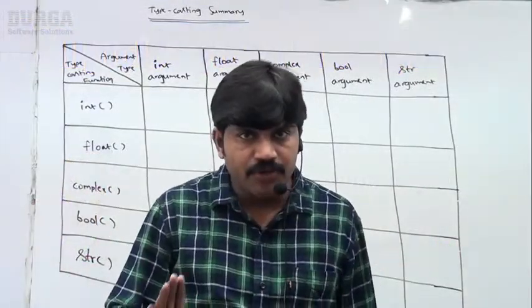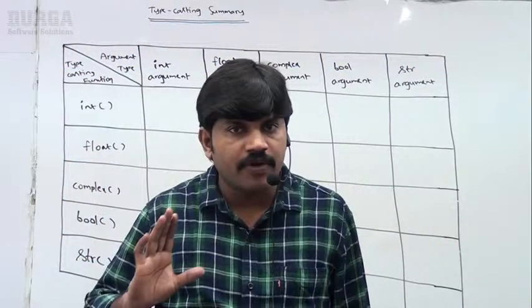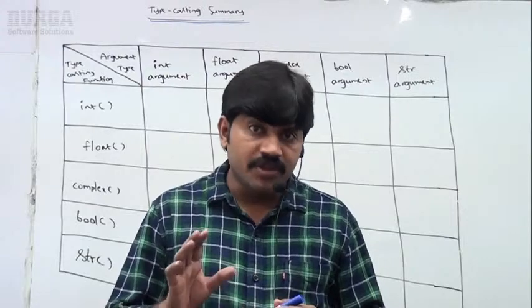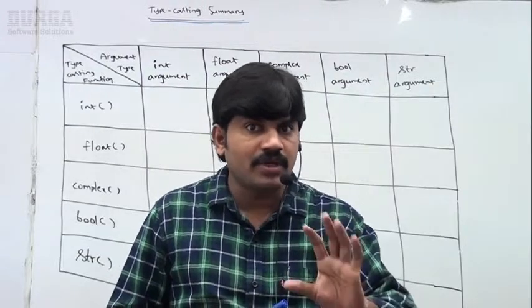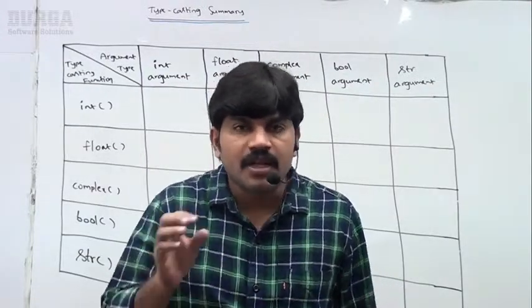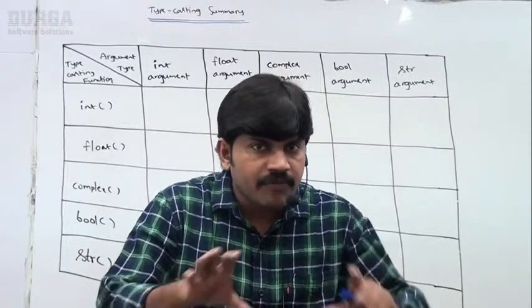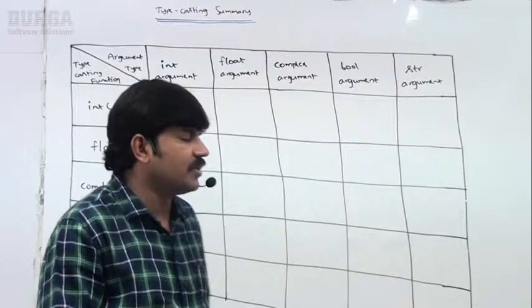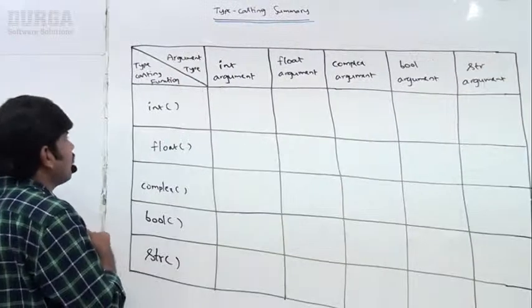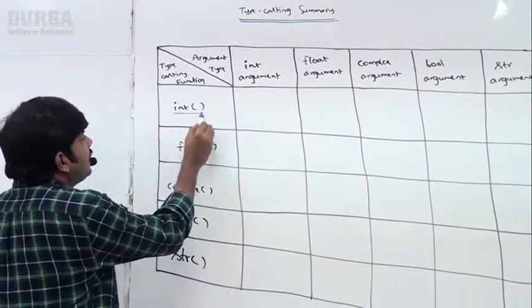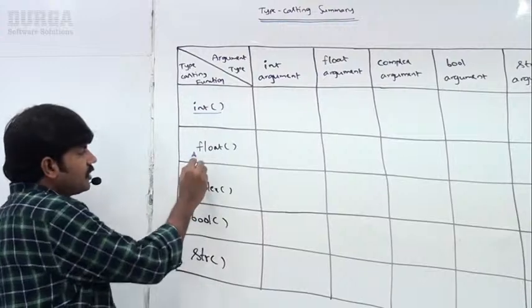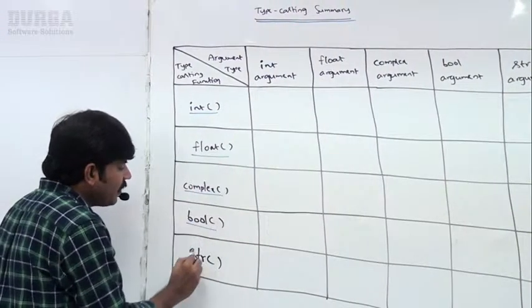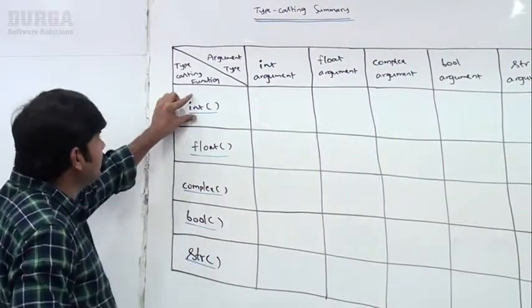Sir, in the last videos we covered very clearly how to perform typecasting with examples. All the 5 typecasting functions I explained. Let me explain again with respect to the summary so that you will get much clarity. Observe that, sir. The first typecasting function I explained is int. In total, 5 functions are available.